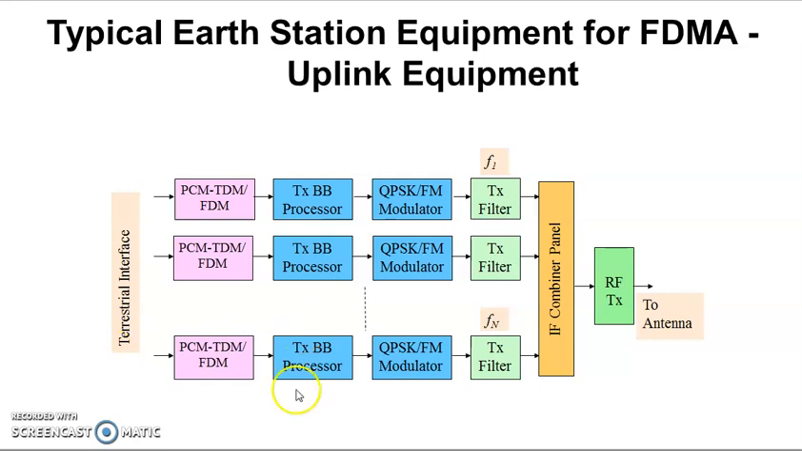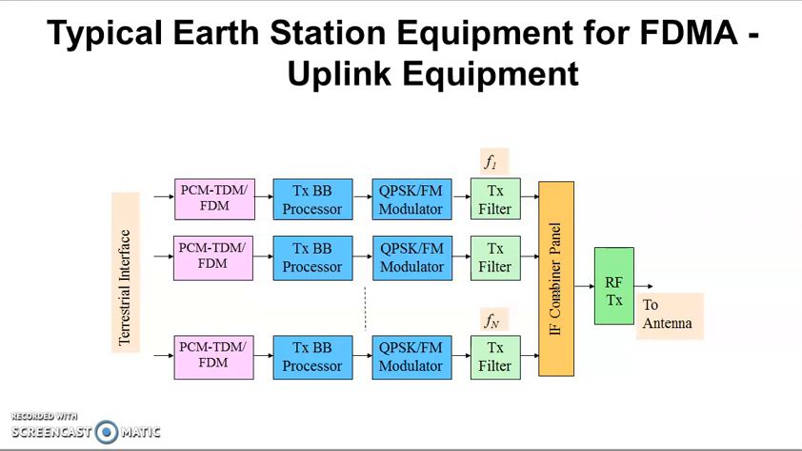So we can consider that all these are combined. So we have the IF combiner panel. We have the filter there. For a specific channel we use a bandpass filter, and we combine the power of all the channels. That is the IF combination.